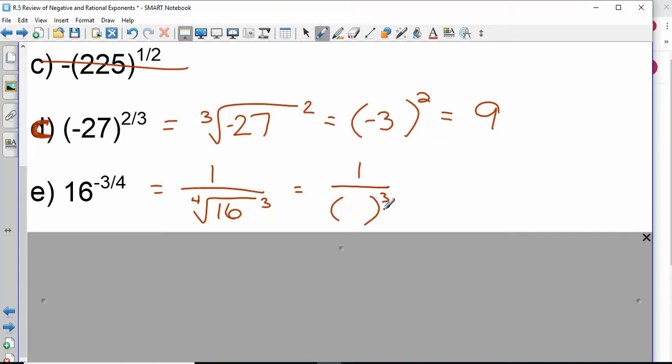The 4th root of 16. That's square root, yeah, 2. So then we have 1 over 2 to the 3rd, and 2 to the 3rd is 8. Any questions on that type of problem?